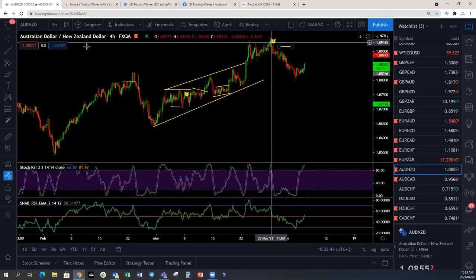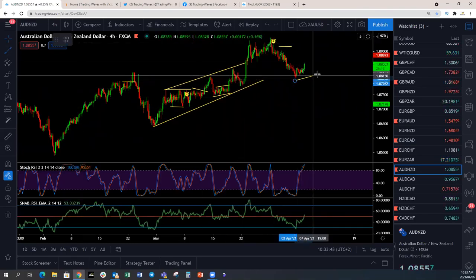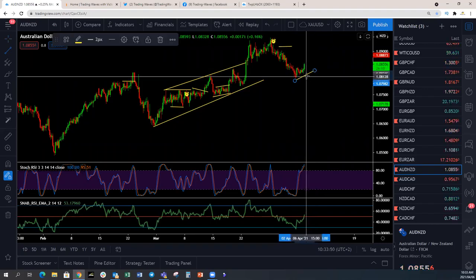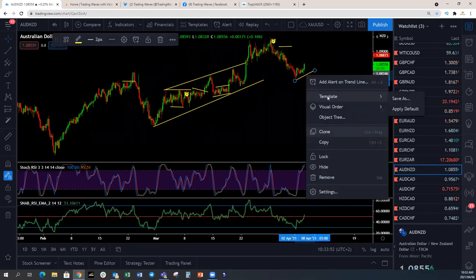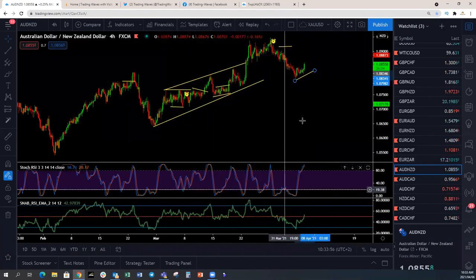Now this will be a trade setup here on Aussie New Zealand. Watch this. Watch this here. Breaking lower here. We're going to continue to the downside.